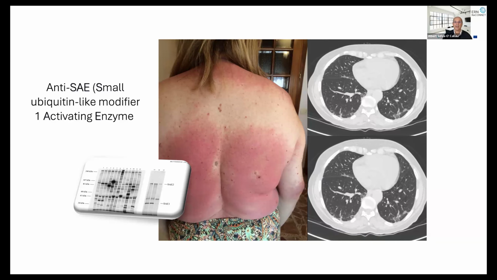And the last one of the dermatomyositis antibodies is the anti-SAE antibody. There are patients with dermatomyositis, also with skin lesions, more than muscle involvement, and characteristically, they develop a mild form of ILD, interstitial lung disease. It's not so severe as MDA5, and it's not so chronic as the antisynthetase syndrome.